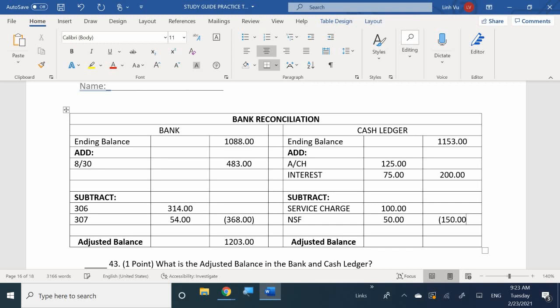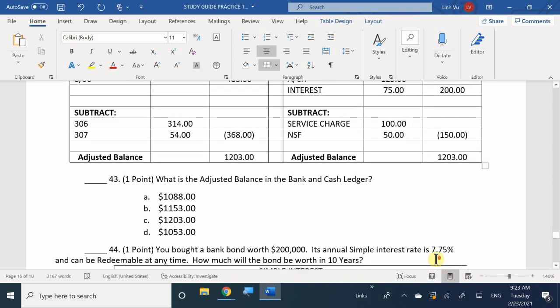So then what is my new adjusted balance in my checking account? 1203. And they both match. So my answer is 1203.